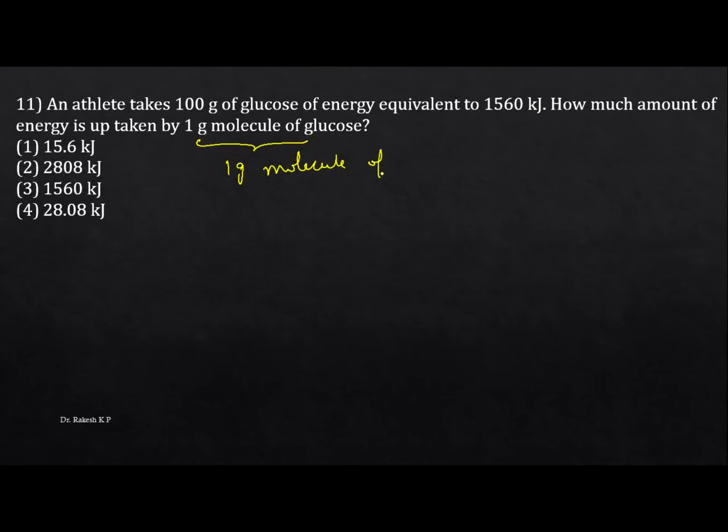molecule of glucose. Okay. So which is equal to 180 gram. Okay, that refers to 1 mole of glucose here. Okay, so according to the given condition, 100 gram of glucose, the energy that is equivalent to 1560 kilojoule. But the 1 gram molecule of glucose refers to 180 gram, so how many kilojoules is the energy equivalent to?